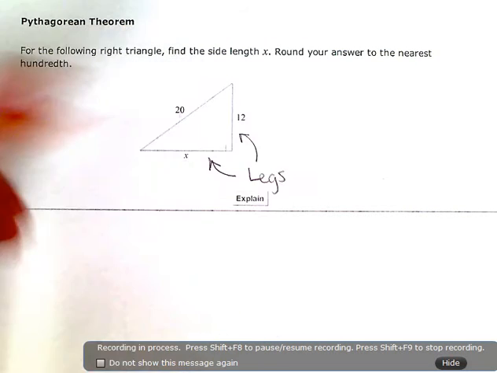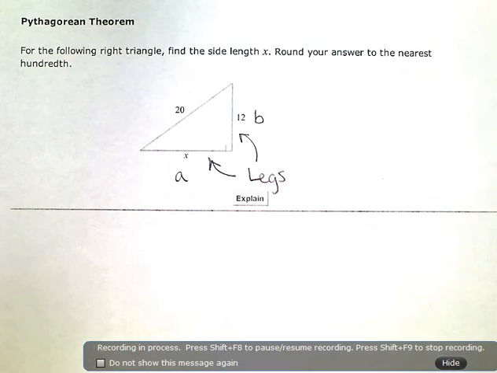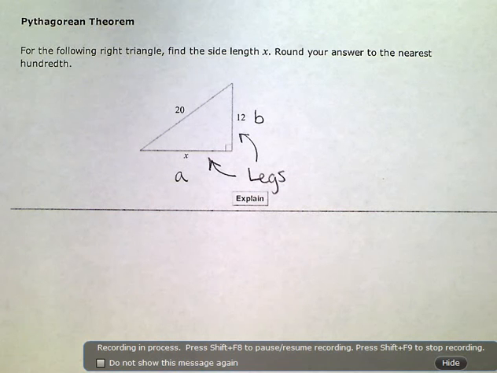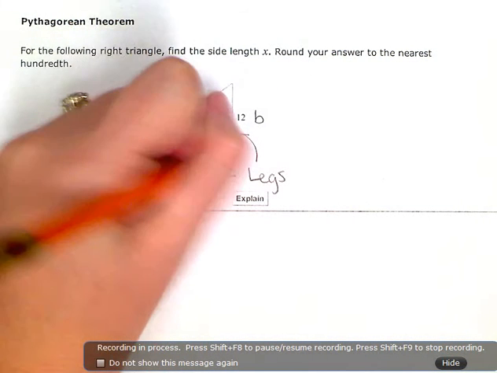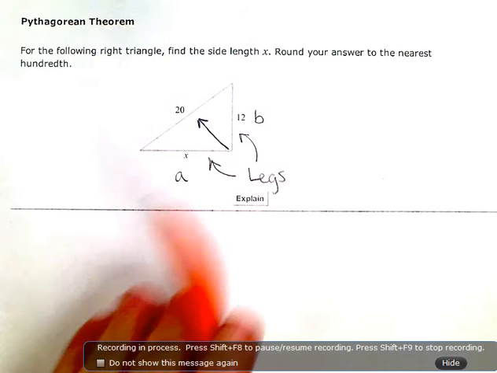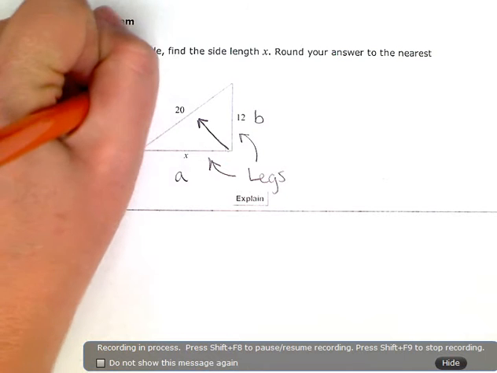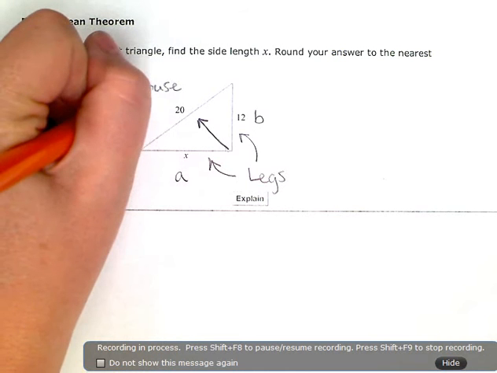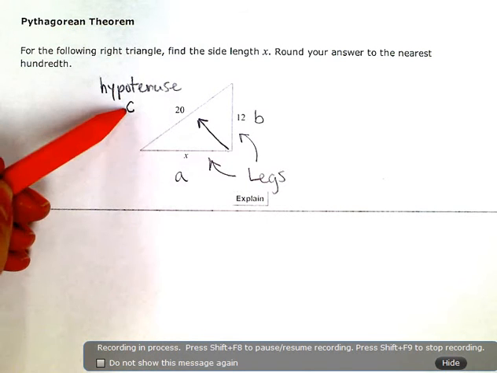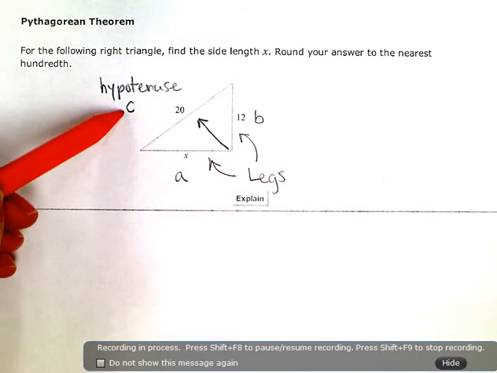When we use the Pythagorean Theorem, we usually use a and b to represent those two sides. Now it doesn't matter which one is a and which one is b. This side, the one across the triangle from that square corner, is called the hypotenuse. And when we do the Pythagorean Theorem, this one is always c. So these two are always a and b, but it doesn't matter which one's which. This one is always represented by c.